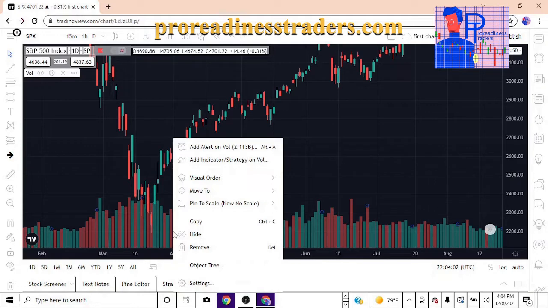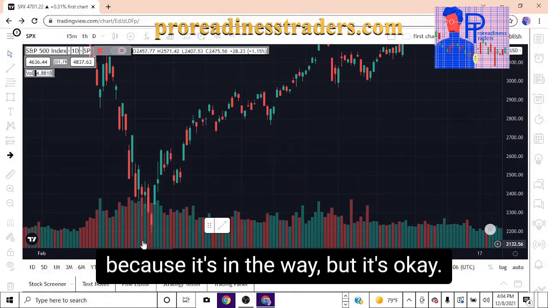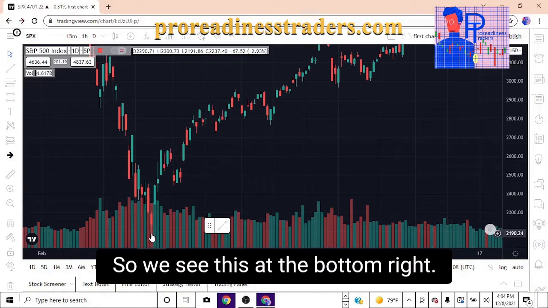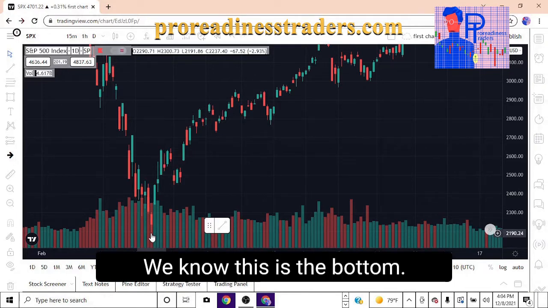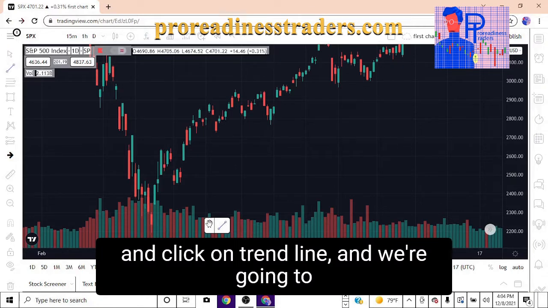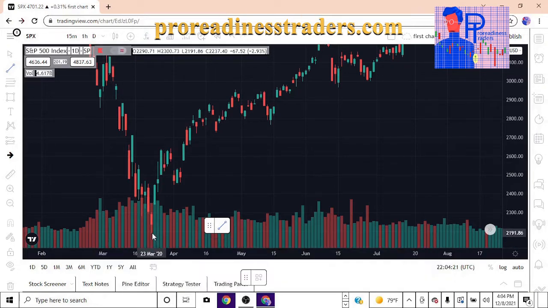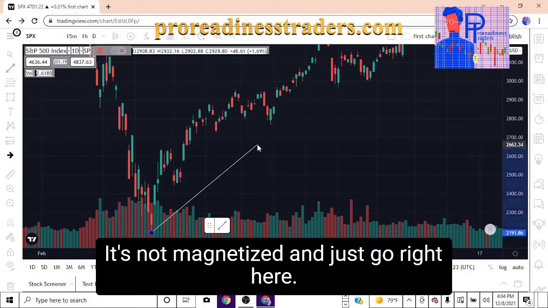Okay, I wish I could get rid of this volume because it's in the way, but it's okay. So we see this is the bottom, right? We know this is the bottom. Now what we're going to do is come here and click on trend line, and we're going to start right here. It's not magnetized, and we just go right here.